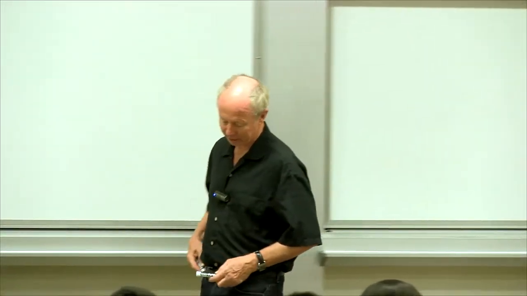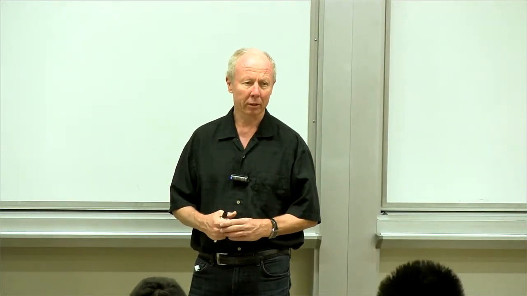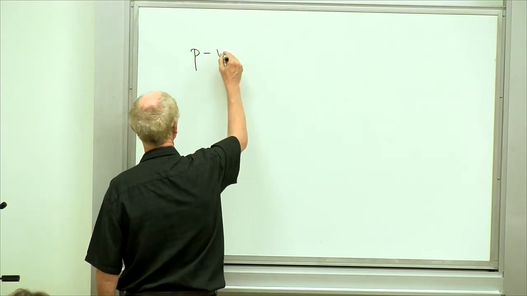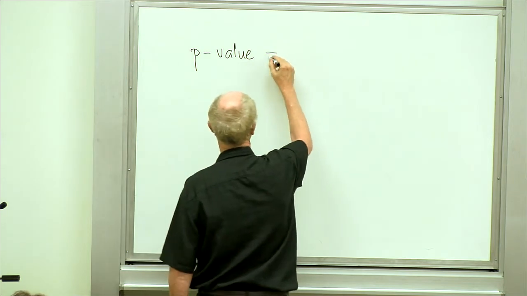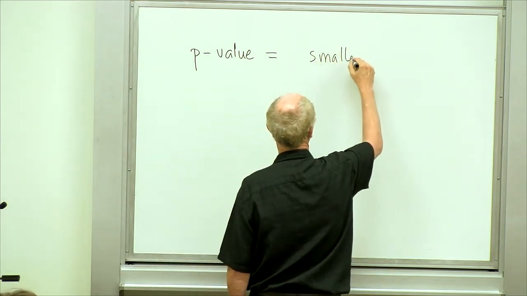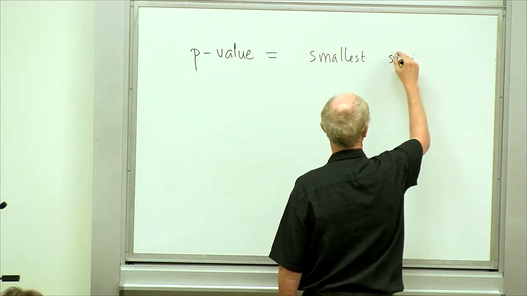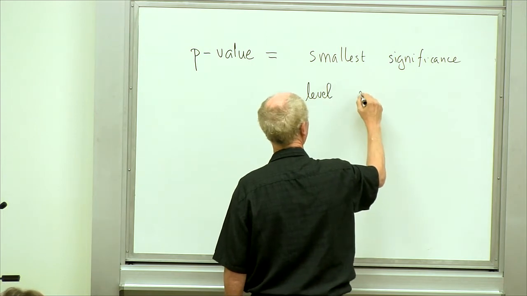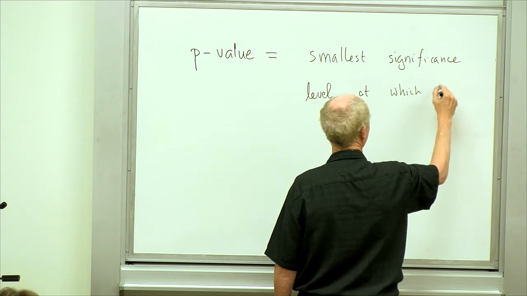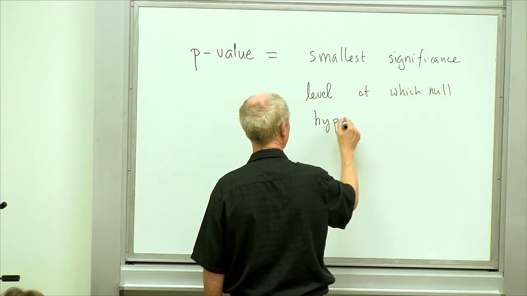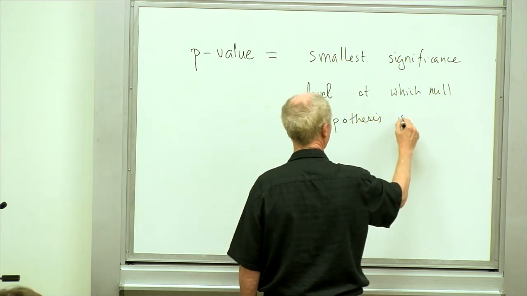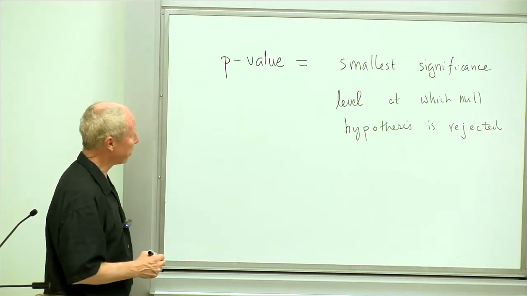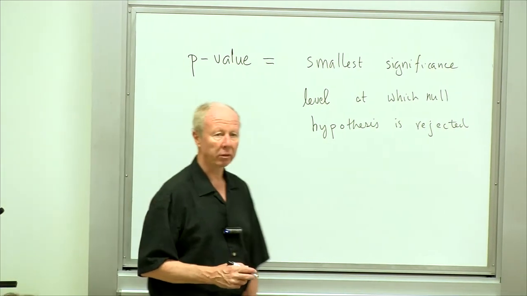Okay, so a topic that comes up from time to time in chapter 9 is that of a p-value. It's the smallest significance level, or the smallest value of alpha, at which the null hypothesis is rejected.